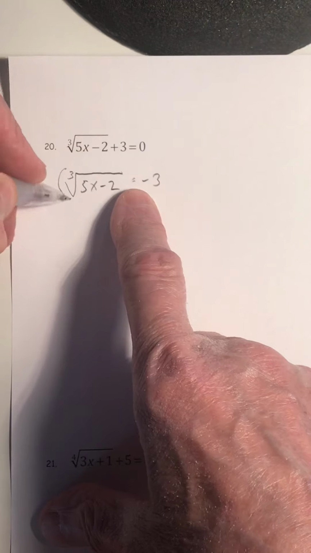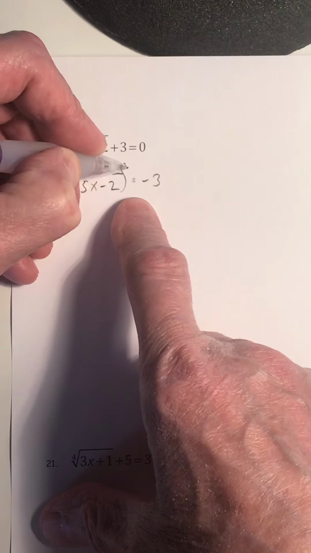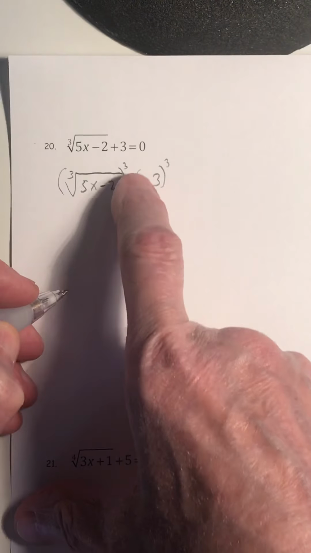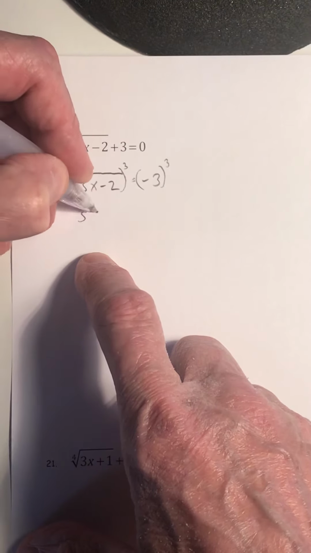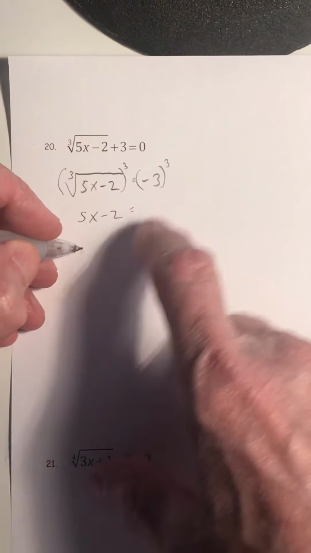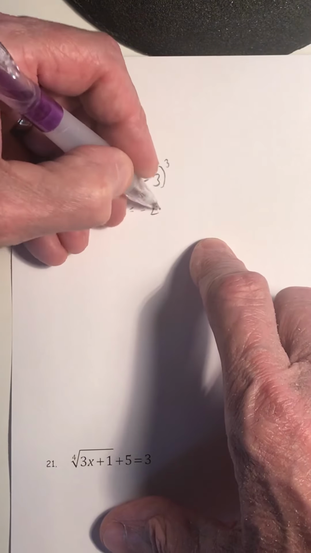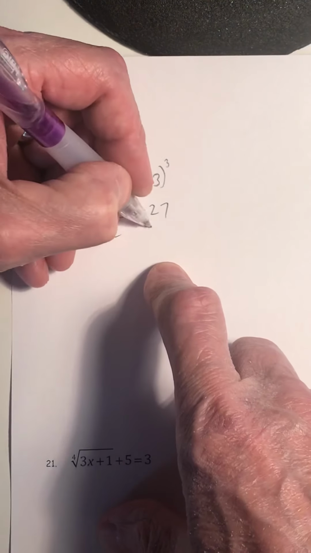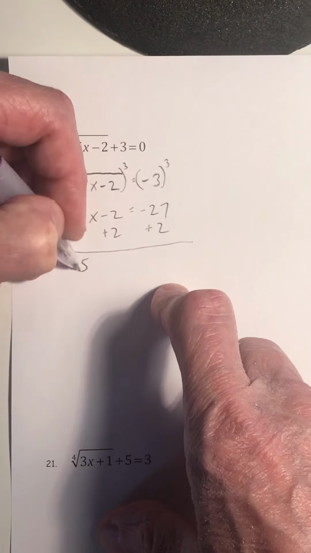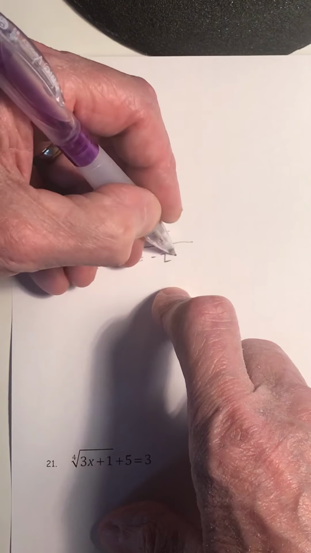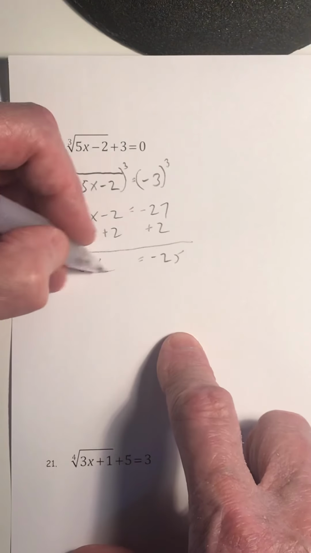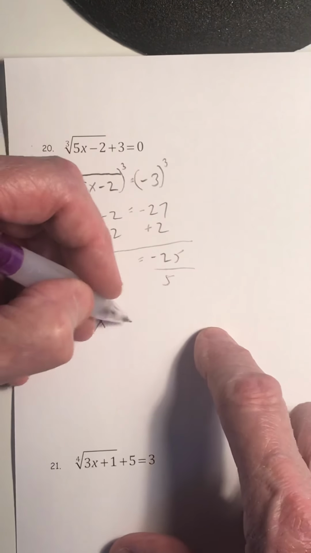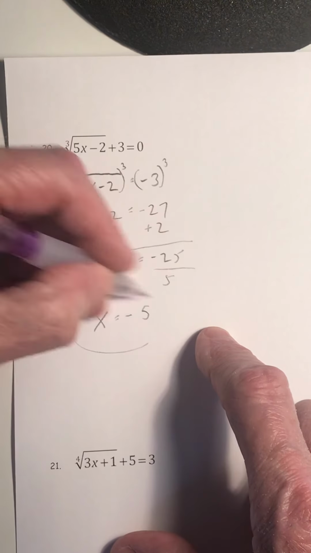How do we get rid of a cube root radical? We cube both sides. We raise both sides to the third power. Doing that on the left side just leaves us the 5x minus 2. And on the right side, negative 3 to the third is negative 27. And if I add 2 to both sides, I get 5x equals negative 25. And divide both sides by 5. Get x equals, it's a negative divided by a positive. Watch the signs. Negative 5.